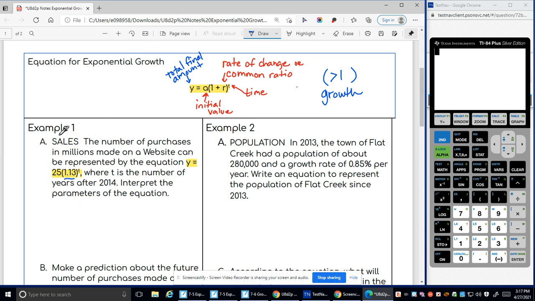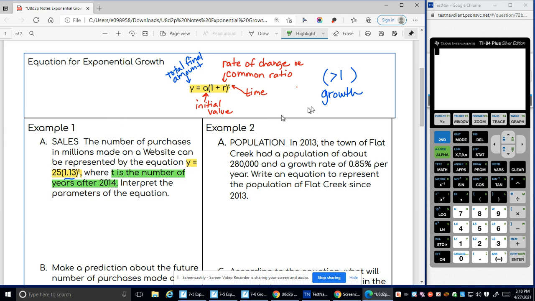Let's go ahead and look at this. Example 1. The number of purchases in millions made on a website can be represented by the equation y equals 25 times 1.13 to the power of t, where t is the number of years after 2014. Okay, that looks probably important. We would like for you to interpret the parameters of the equation.